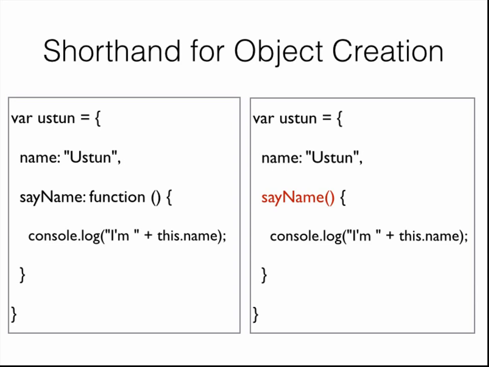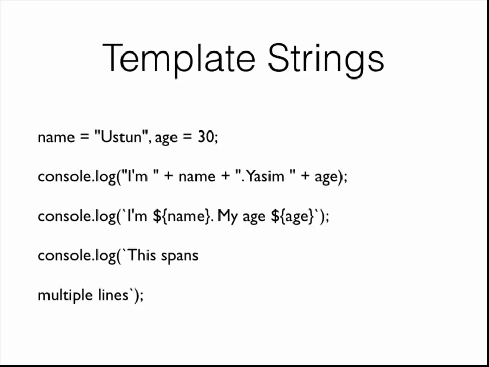Again, while defining objects, you define functions. Now, if you know that there are parentheses, you already know it's a function, so you no longer need to write function here. You can say name, parentheses, and you'll define the function.